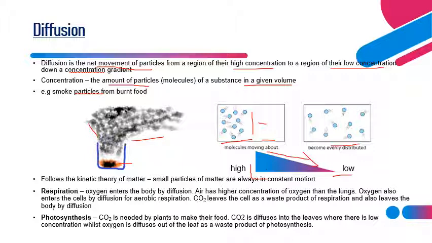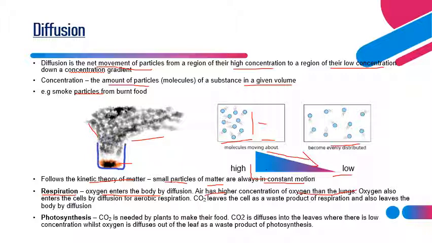Diffusion follows the kinetic theory of matter, which states that all matter is made up of small particles that are always in constant motion. An example of diffusion in living organisms is respiration, where oxygen enters the body by diffusion, because in the lungs there will be lower concentration of oxygen than the air. So through the breathing mechanism, the oxygen is taken into the lungs through the nostrils.